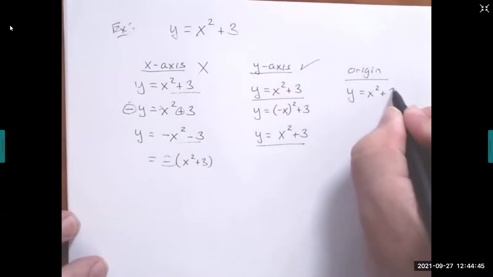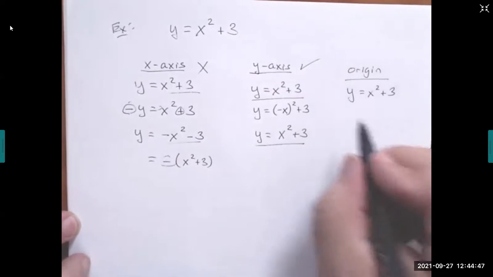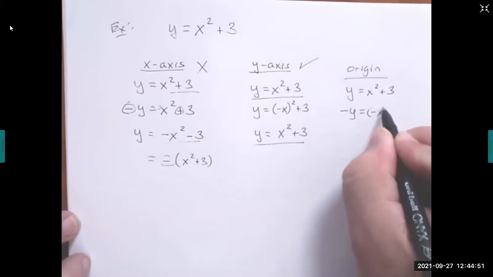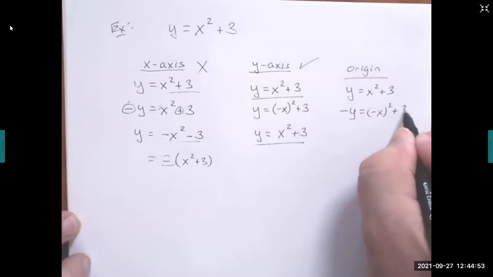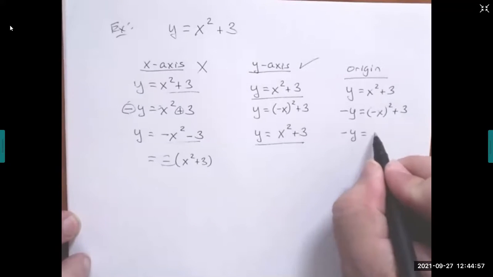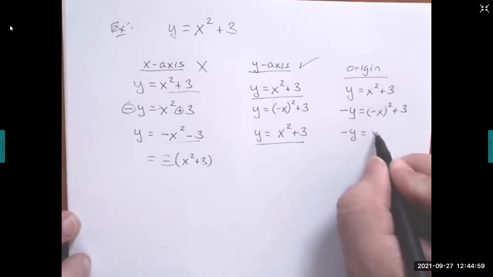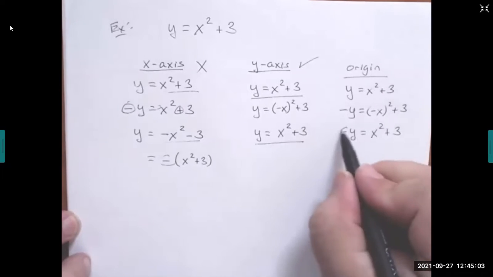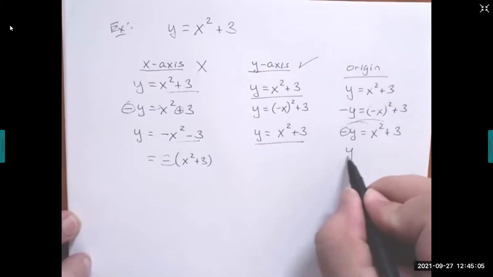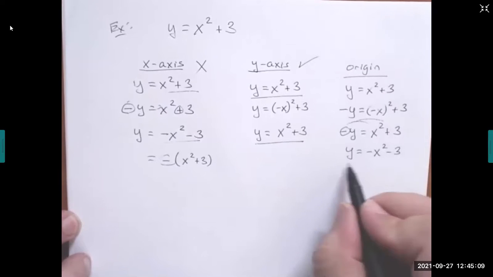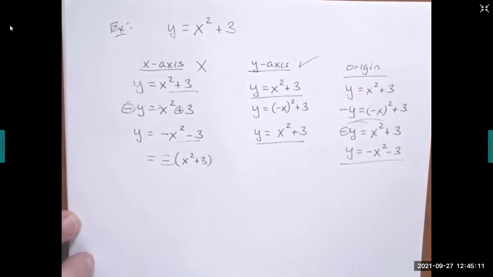And let's check out the origin. In the origin, we have to change both the y and the x. Change our signs. Negative x squared is x squared. Change all the signs. They're not the same. So it's not symmetric about the origin.